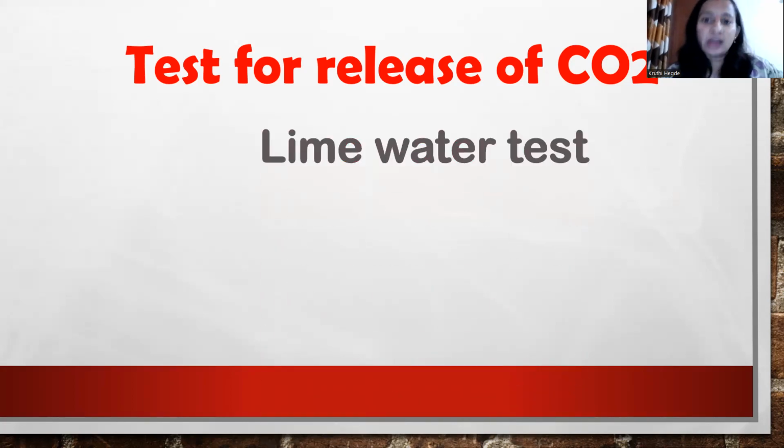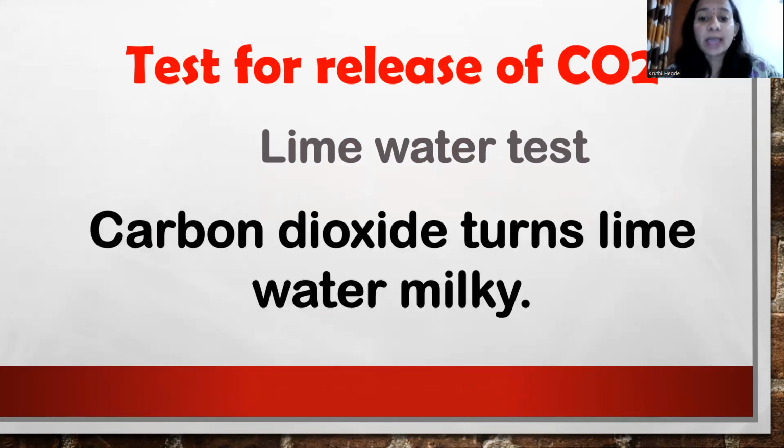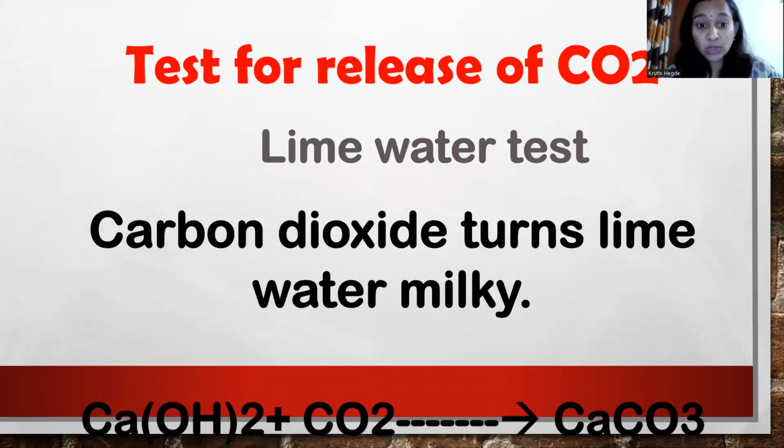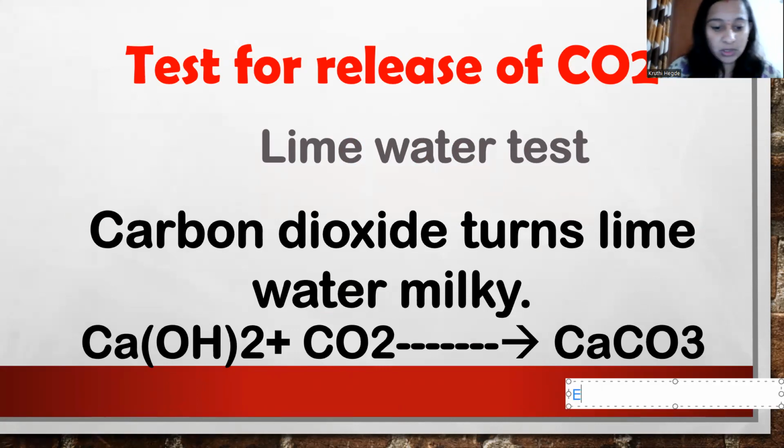We call it the lime water test. Carbon dioxide has the lime water test, hydrogen has the pop sound test. Carbon dioxide turns lime water milky. So what is the equation? Ca(OH)2 plus CO2 produce CaCO3. Calcium carbonate is produced. That is actually white. In the video you saw the lime water turned white. It turns white because calcium carbonate is a white color precipitate. It is a white precipitate.